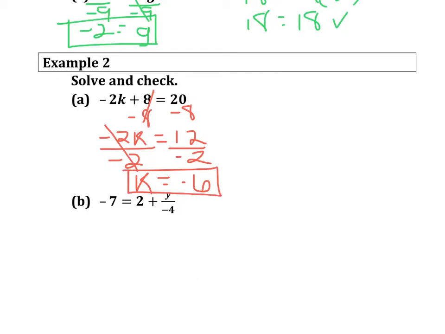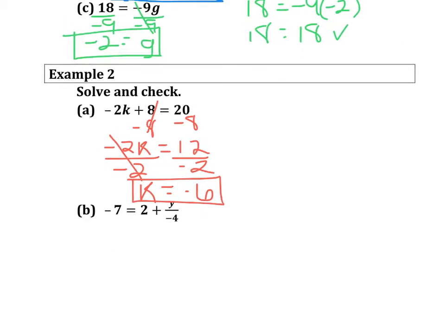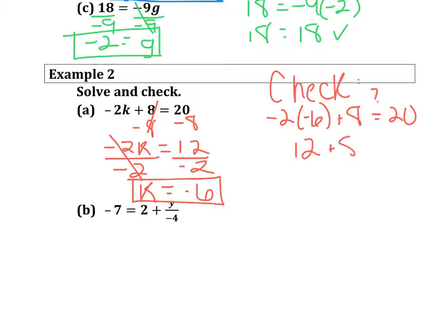Now in the two-step equations, the check is even more helpful because there's more places for you to have potentially made an error. So let's go ahead and try a check step here. We'll go back to our original equation. This time we'll insert -6 in for k. We want to know if this equals 20. So -2 times -6 is 12. And then we just simply have 12 plus 8, which we know is in fact 20. So that does check out.